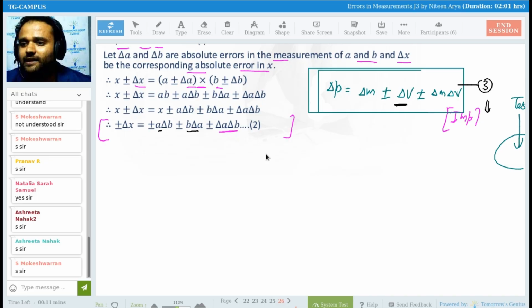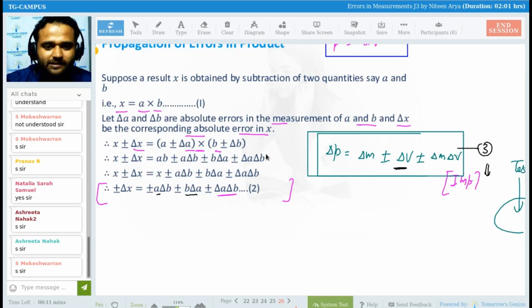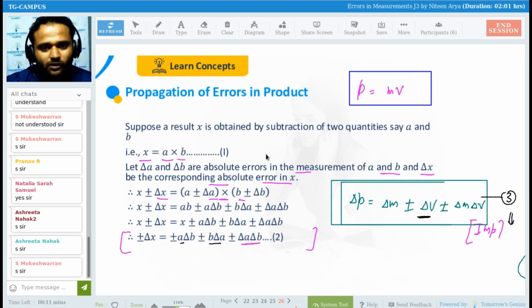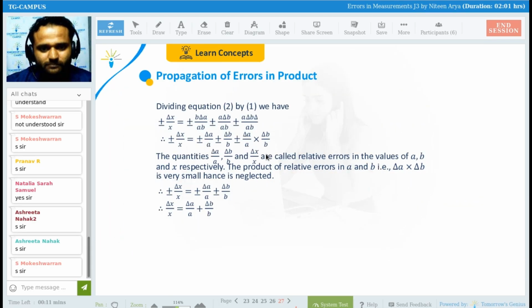Okay, so at least 2 pages I can cover. Then I need to cover a little bit less in the next class. So that is the propagation of error in product.